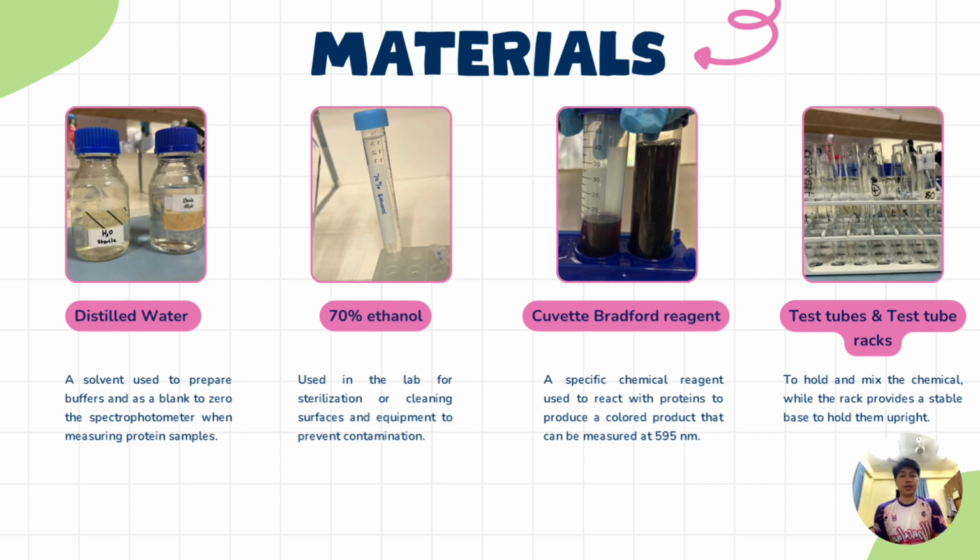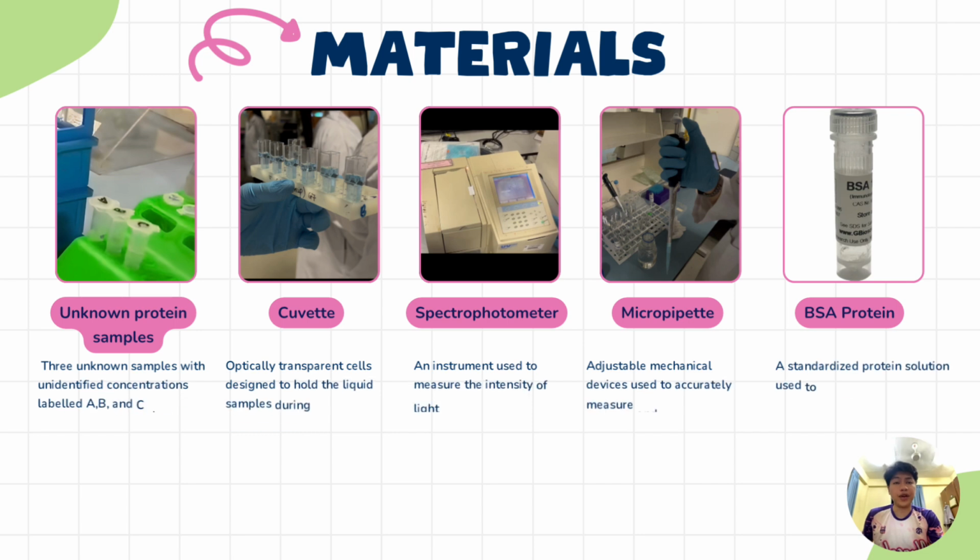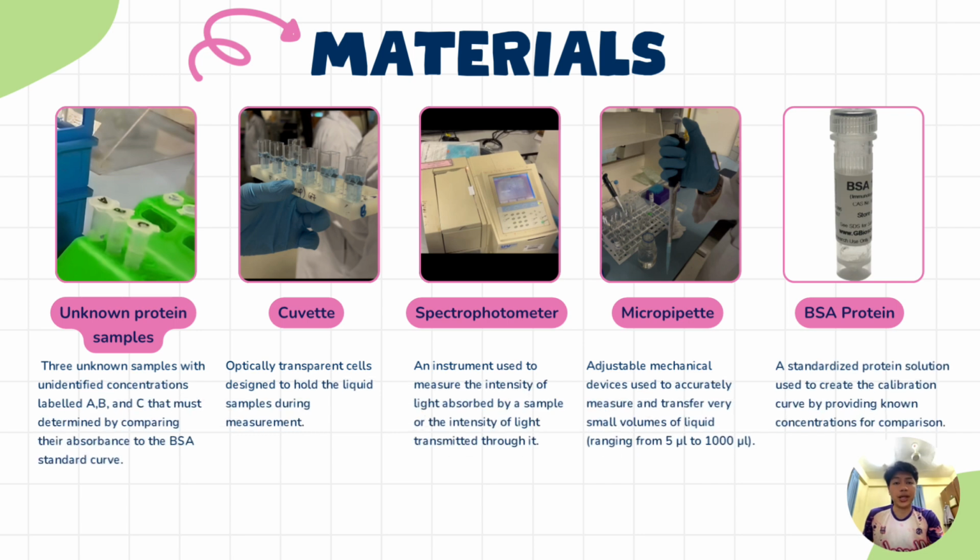Then we have test tubes and a test tube rack. The tubes are used to hold and mix the chemical reactions, while the rack provides a stable base to hold them upright. Furthermore, there are three unknown protein solutions, A, B, and C, that contain unidentified concentrations that must be determined by comparing their absorbance to the BSA standard curve. Next, we have a cuvette, which is an optically transparent cell designed to hold the liquid samples during measurement. Next, we have a spectrophotometer, which is an instrument used to measure the intensity of light absorbed by the sample or the intensity of light transmitted through it.